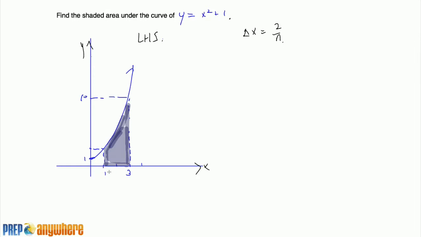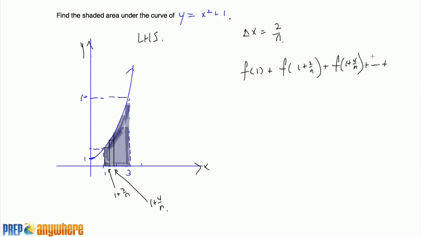Now the initial height. So let's say here's your first region. It is taken at 1, and then the next is taken at 1 plus 2 over n, right? And then the next one will be 1 plus 4 over n, right? So this is what it's going to look like: f at 1, f at 1 plus 2 over n, f at 1 plus 4 over n, all the way to what?